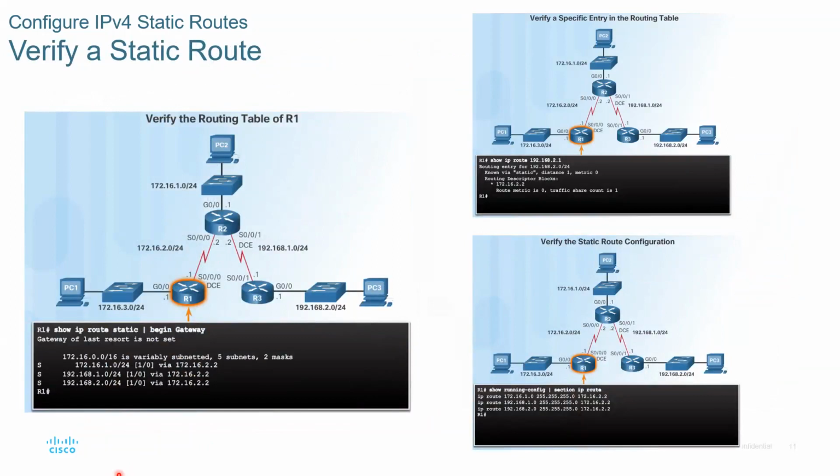So verifying static routes, we can see here we're doing show IP route static pipe begin gateway. So we have 3 static routes, administrative distance of 1, metric of 0, next hop address. In this example, we see show IP route with an IP address. It shows us the network address it belongs to. It's static, administrative distance of 1, metric 0, and it shows you the next hop address. Show running config pipe section IP route just shows you the IP routes that you typed in as the administrator for static routes.